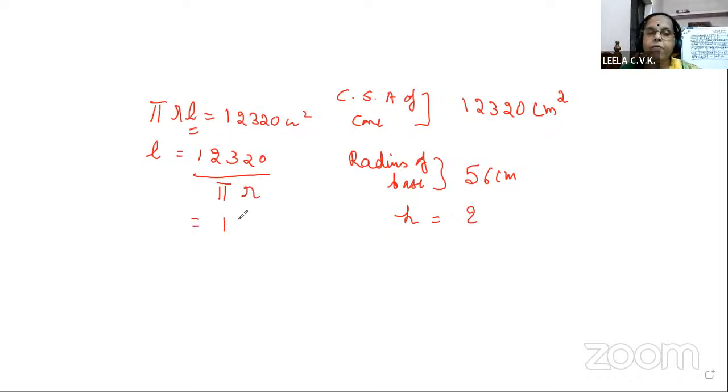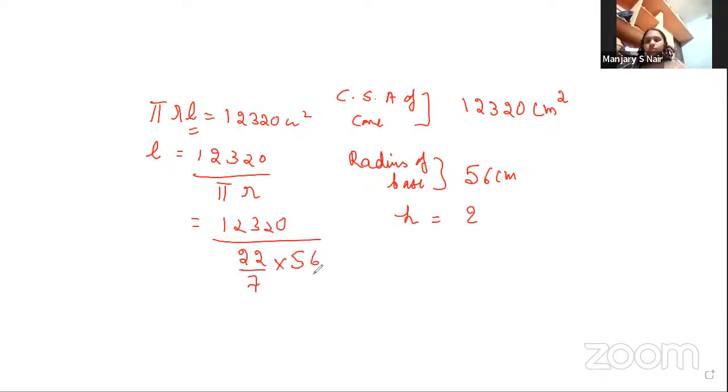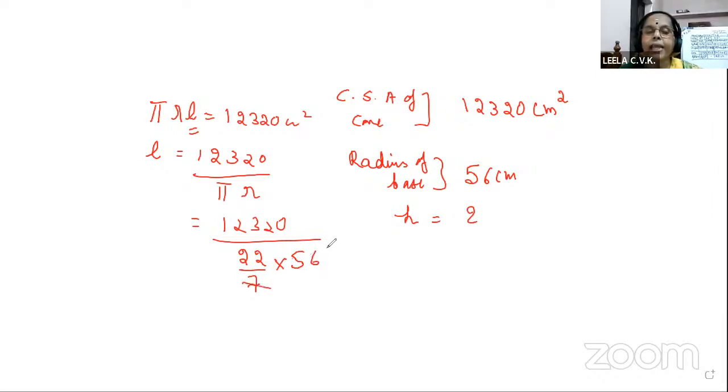Now what is to be done? 12,320 divided by the pi value. Sometimes in the question it will be given. Otherwise, the common rule for taking pi is, whenever there is a multiple of 7, you take 22 by 7. Otherwise, 3.14. Here the radius is 56. Isn't it a multiple of 7? 7 8s are 56. That's why we are writing 56 here. So this will get cancelled. How much? 8.